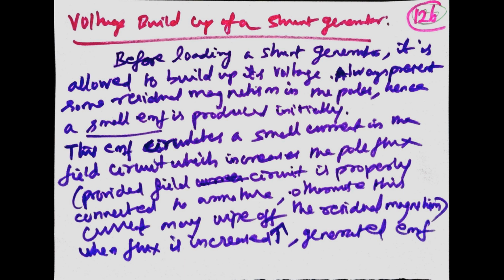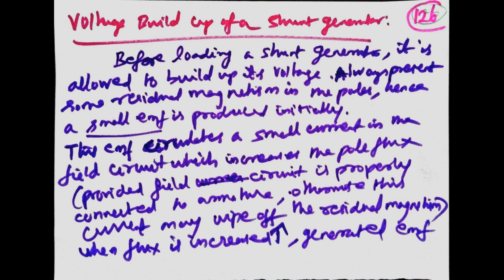Voltage buildup of a shunt generator. Before loading a shunt generator, it is allowed to build up its voltage. There is always some residual magnetism in the poles. Hence, a small EMF is produced initially. The EMF circulates a small current in the field circuit, which increases the pole flux, provided the field circuit is properly connected to the armature. Otherwise, this current may wipe off the residual magnetism.